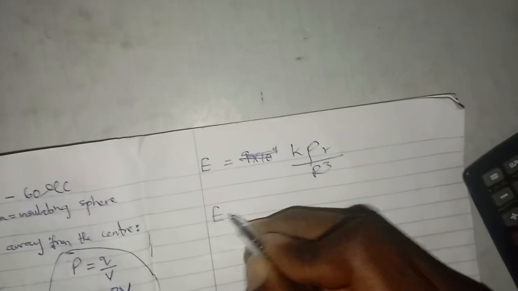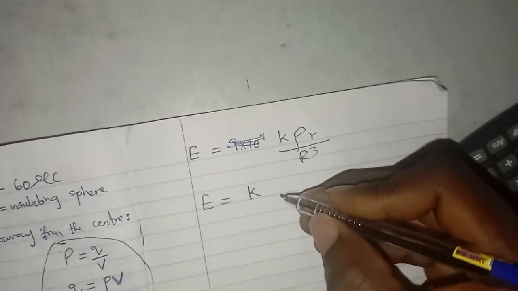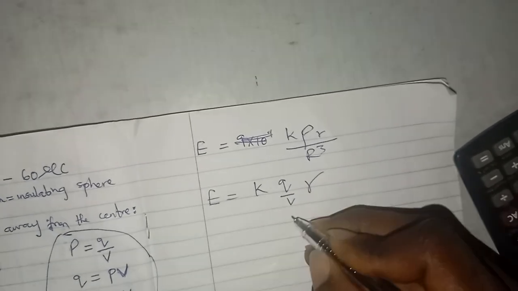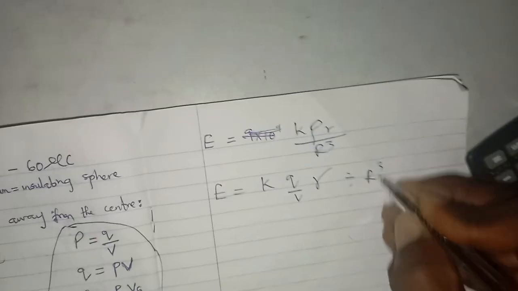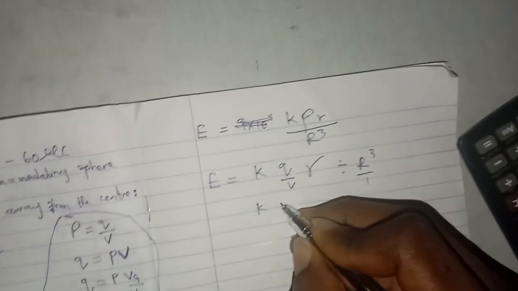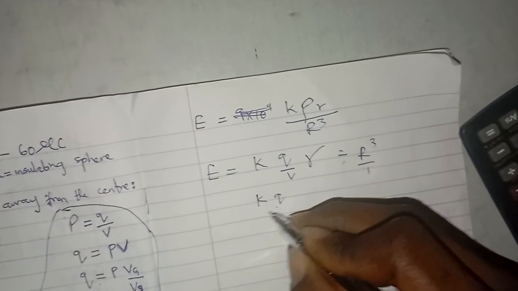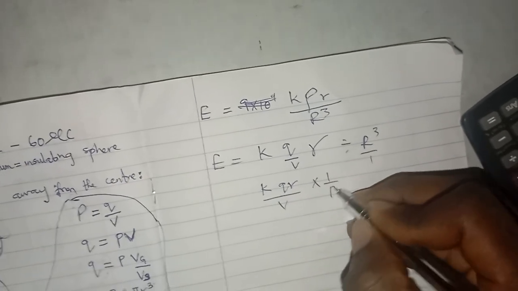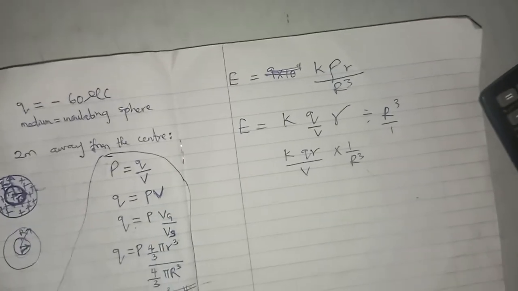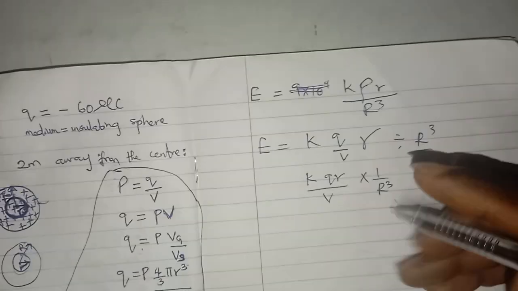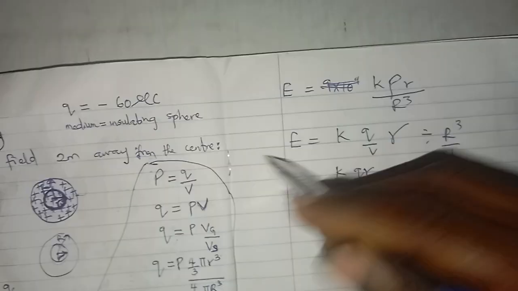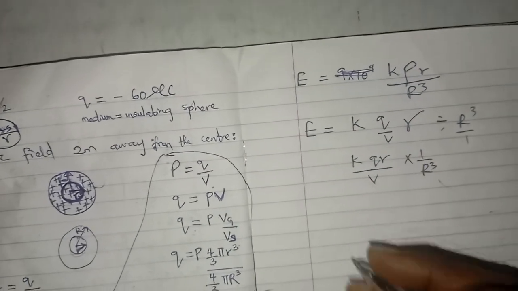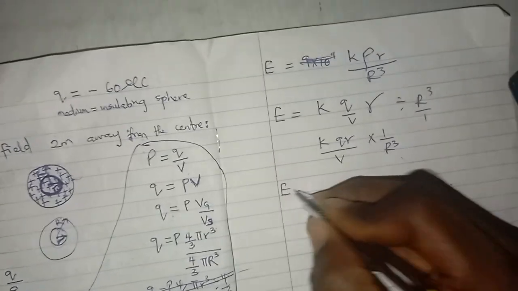So I remember that E will now be equal to K, then Q over V times r divided by R cubed. So K Q r over V times 1 over R cubed. This is what I will use. Why I'm using this is because I know that charge volume density is Q over V, so I don't have it given to me. So I will now plug in to find E.